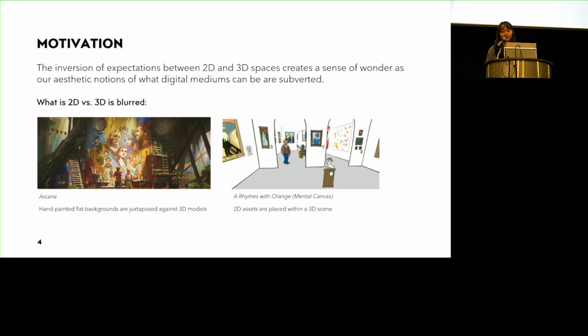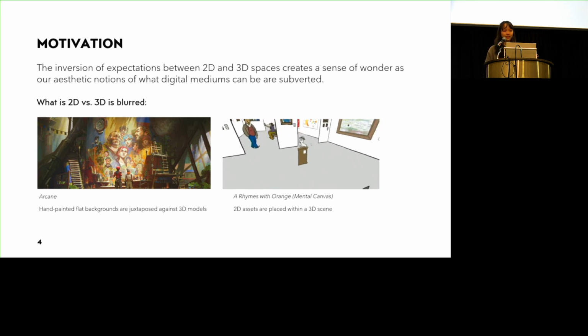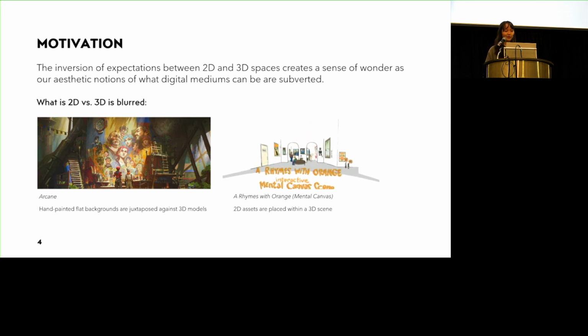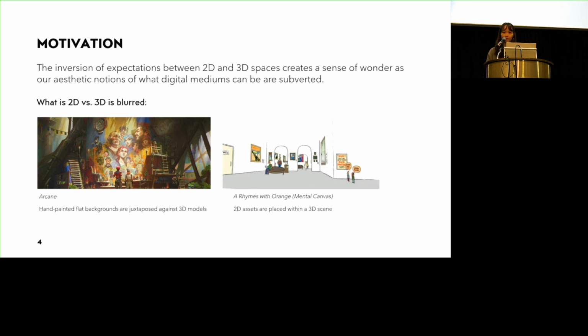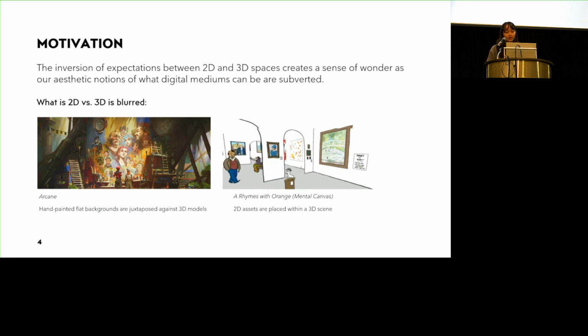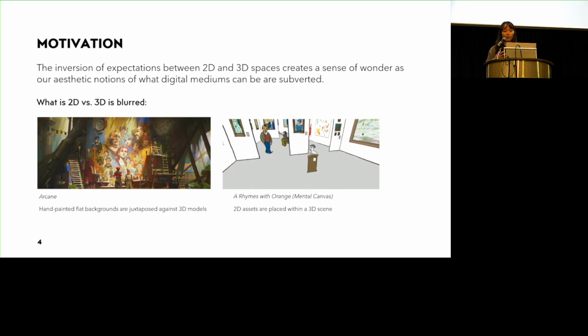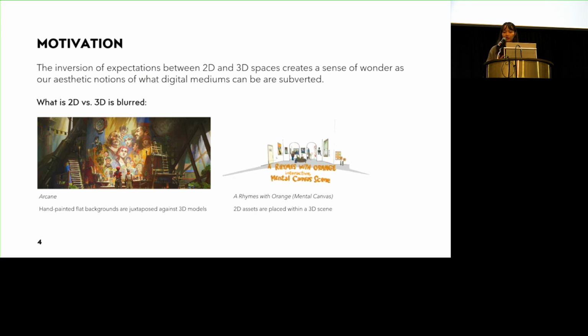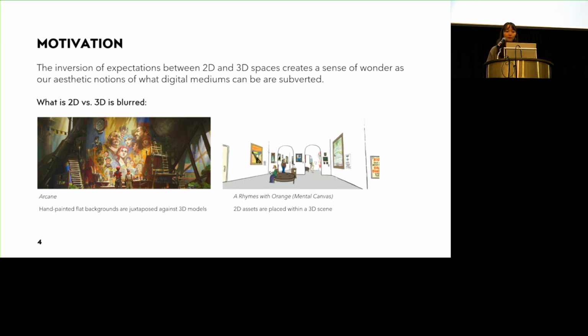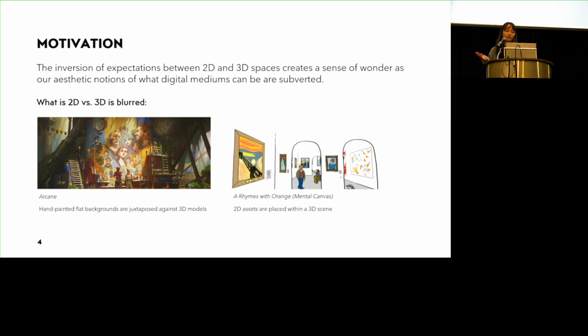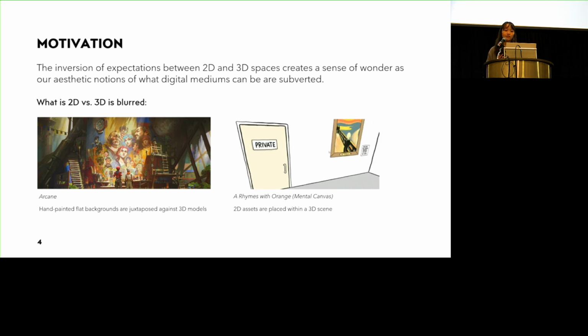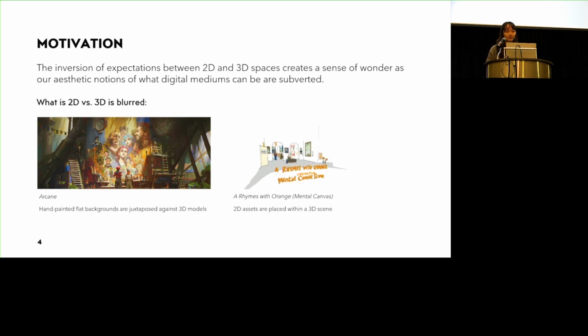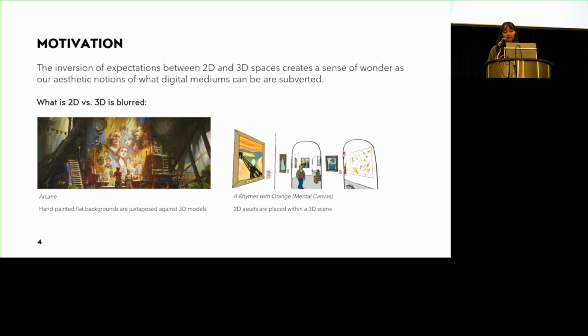The first is a scene from the Riot movie Arcane, which has these beautiful hand-painted backgrounds that are juxtaposed against 3D models, creating almost a gritty and grounded effect to an otherwise cartoonish style. And then on the right-hand side, this is a drawing that was made using Memento Canvas, which places 2D assets within a 3D scene, and instead it adds this almost cartoonish effect to a scene that's otherwise more realistic.